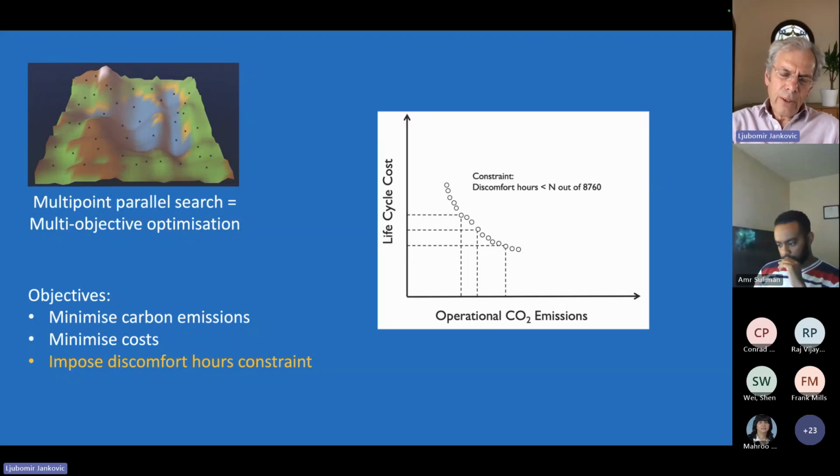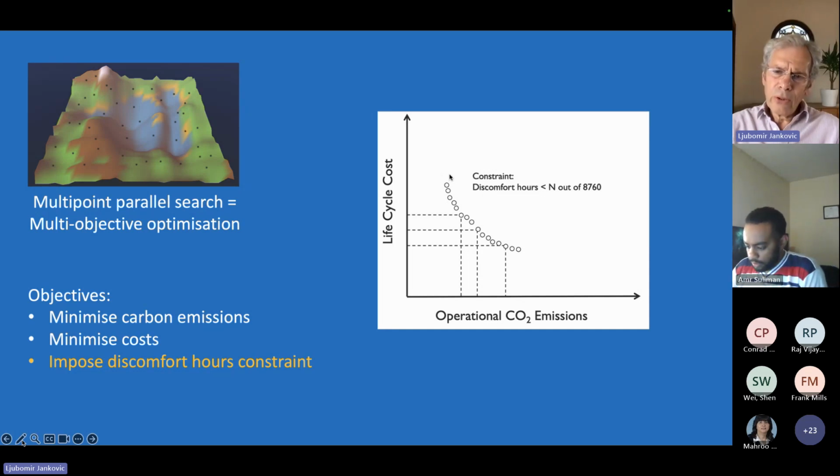Now, we can't have more than two objectives for multi-objective optimization. So we will deal with the third objective by changing it into a constraint. We want to find a series of optimum points, which are called the Pareto front, which are the closest to the origin of the coordinate system, but we don't want to allow comfort to slip beyond a certain number of comfort hours.